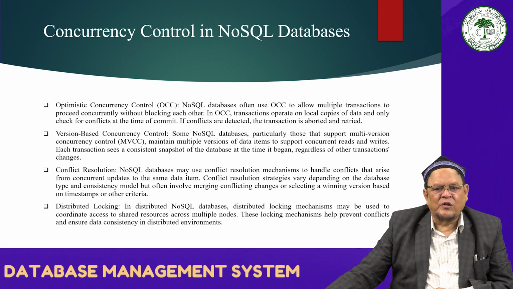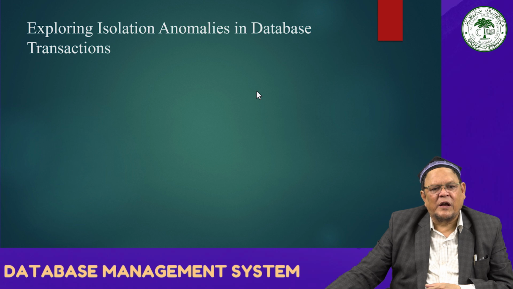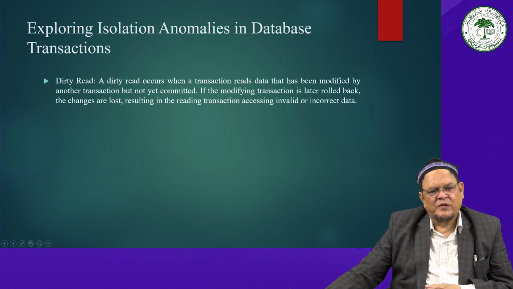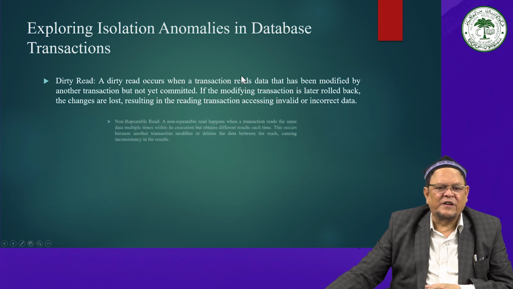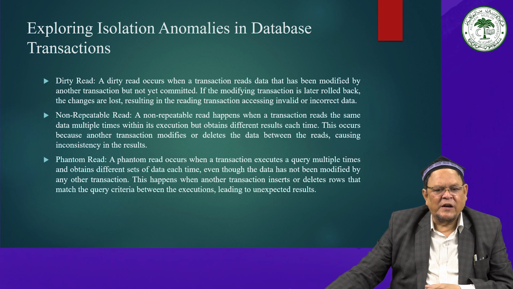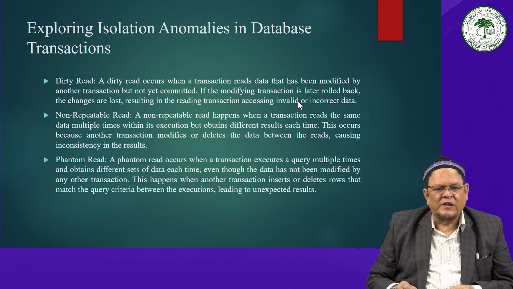Also, concurrency control in NoSQL uses distributed locking. In distributed NoSQL databases, distributed locking mechanisms may be used to coordinate access to shared resources across multiple nodes. Then we will discuss exploring isolation anomalies in database transactions. So there are dirty reads, non-repeatable reads, and phantom reads.